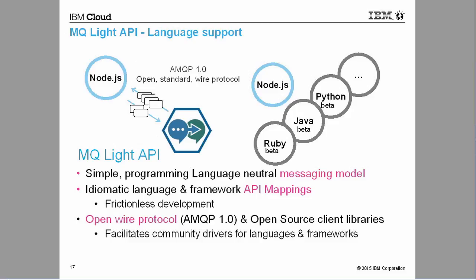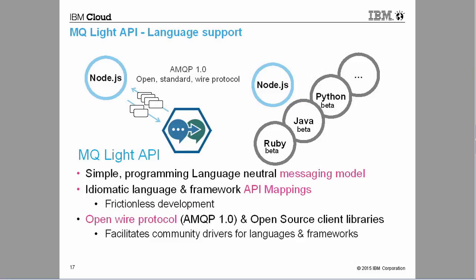And the last topic, MQLite API language support. This slide talks more about the languages that are supported by MQLite: Ruby, Python, Java, Node.js, and there are others too. Mainly the other key piece of this is AMQP support. The IBM MQLite API is based on the OASIS standard AMQP version 1 wire protocol. AMQP is used to receive, queue, route, and deliver the messages.